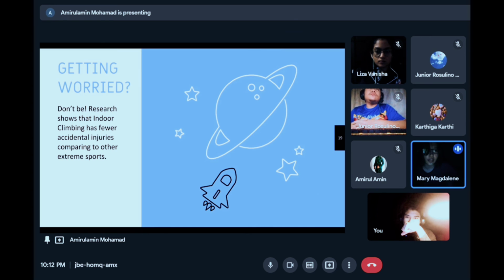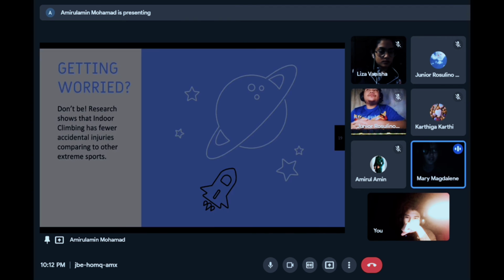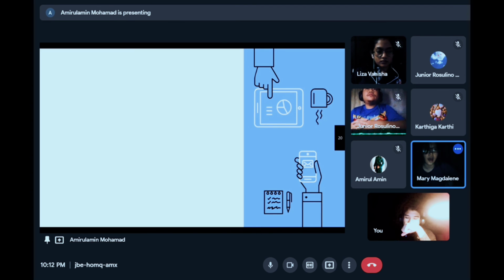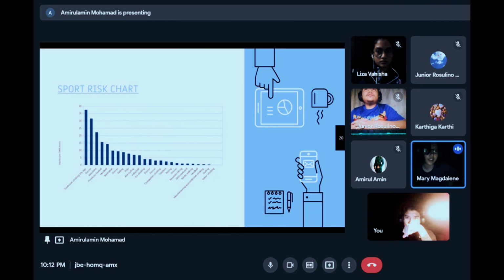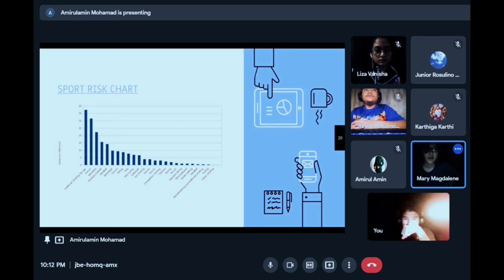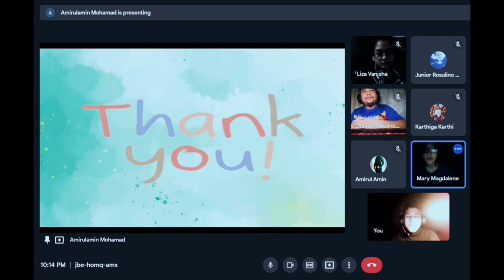On the next slide, we would see the statistics of how dangerous indoor rock climbing actually is. So you could see here, traditional climbing has the highest risk of potential injuries because they do not have proper safety gear. They do not prepare any safety gear.